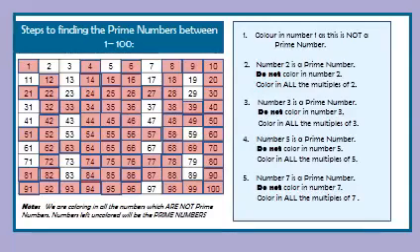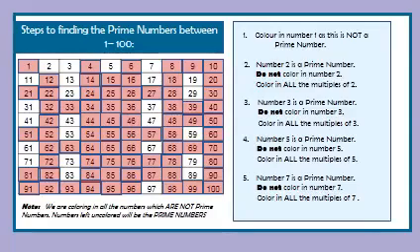I'm also going to color all the multiples of 5. We still have 55, 65, 85, 95. Now, number 7 is a prime number. I'm not going to color it, but I'm going to color the multiples of 7. We have 49, 77, 91, and so on. So what's left in white are the prime numbers. So the prime numbers are 2, 3, 5, 7, 11, 13, 17, 19, 23, 29, 31, 37.